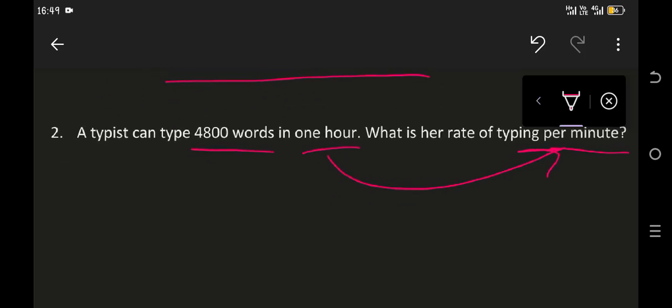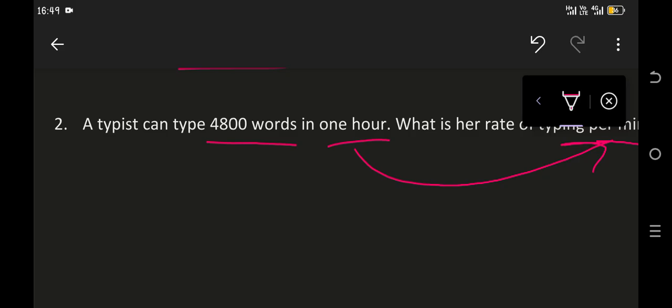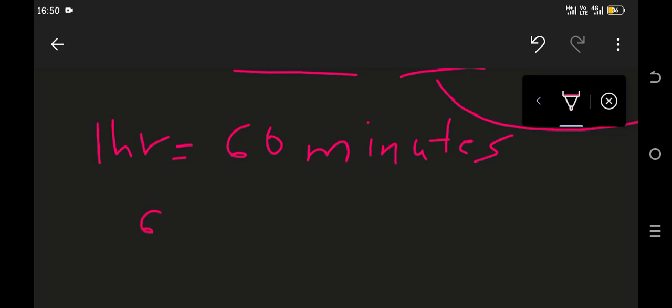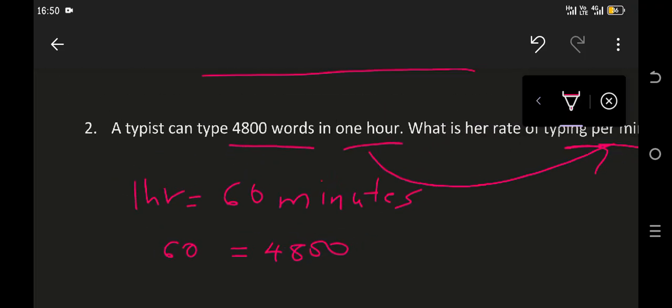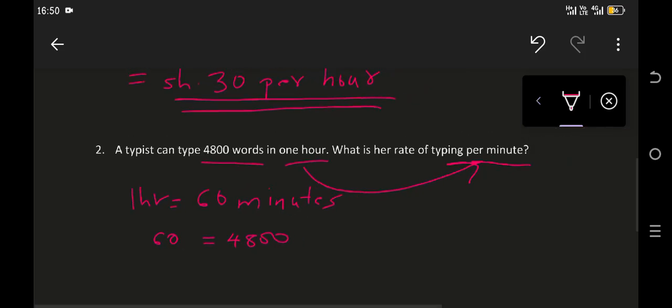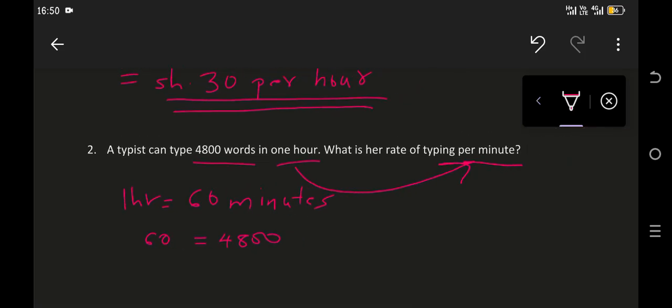Now let us convert that. We know that 1 hour is equal to 60 minutes. So 60 minutes is what we are going to be working with. This means that in 60 minutes, the typist will be typing 4,800 words. So how many words will he or she be typing in 1 minute, per minute?